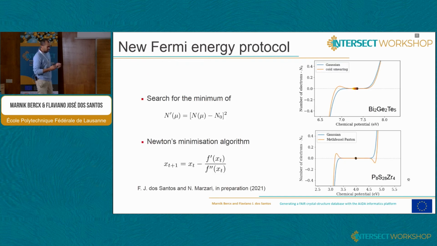To handle this problem, we focus instead on this function: the square of the number of electrons as a function of the chemical potential minus the expected number of electrons. Then we do a minimization with Newton's minimization algorithm. To do so, you need to compute the first and second derivative of this function, which you can do analytically, so it's pretty efficient. And to demonstrate, indeed, this algorithm can find a solution near the center of those plateaus, here and here. One difference between bisection and Newton minimization is that Newton minimization needs an initial guess. Instead of providing an interval, you need to give an initial guess.